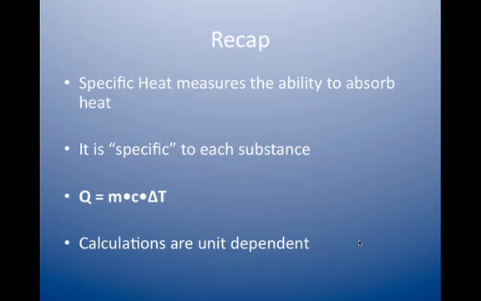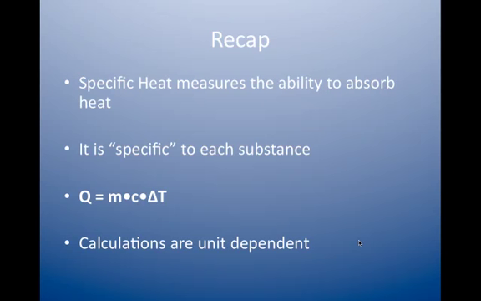So to recap here, we'll be doing practice problems in class and we'll be working with specific heat a fair amount. Specific heat measures the ability to absorb heat and is specific to each substance. So you have different numbers for different substances. It's like a little signature. It's a way to identify it. We have a formula here: Q equals M times C times delta T. We did a couple of practice problems with that.